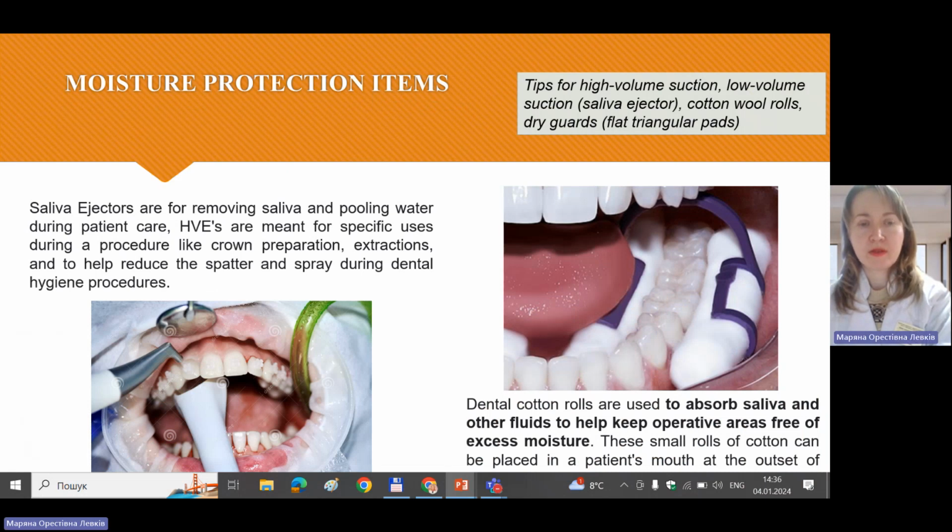Moisture protection items. Saliva ejectors are for removing saliva and pooling water during patient care. High velocity evacuators are meant for specific uses during a procedure like crown preparation, extractions, and to help reduce the spatter and spray during dental hygiene procedures. As you can see over here. Dental cotton rolls are used to absorb saliva and other fluid to help keep operative areas free of excess moisture. These small rolls of cotton can be placed in a patient's mouth at the outset.